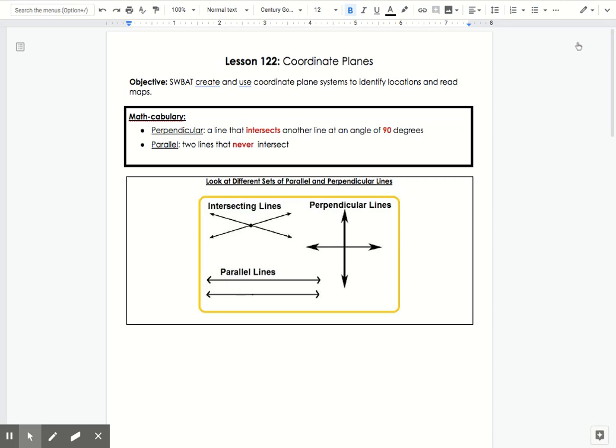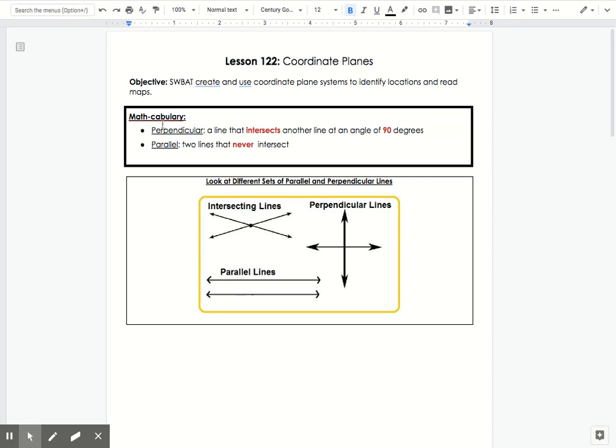So in order to do this correctly, we need to understand basically the way that lines intersect and the way that lines work. So there are two types of line relationships that we've discussed in the past. So this should be familiar to you.